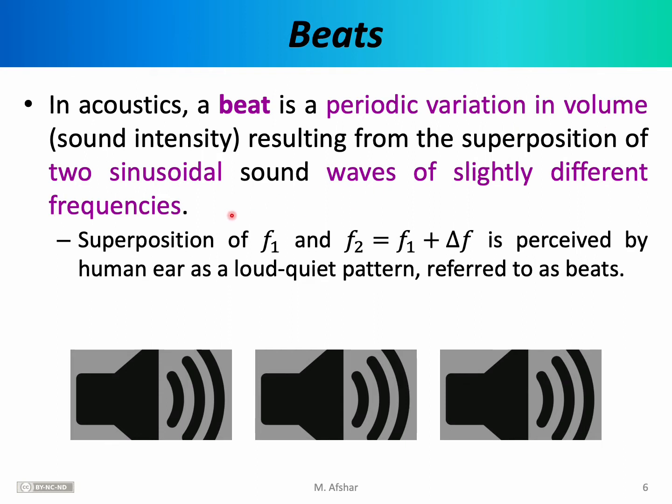So we often describe the superposition by saying we have two frequencies, f1 and f2, where f2 is basically equal to f1 plus a slight modification. This type of superposition is perceived by the human ear as a loud, quiet pattern, as a pattern of sound that becomes slightly louder and slightly quieter over time. This pattern is referred to as beats.